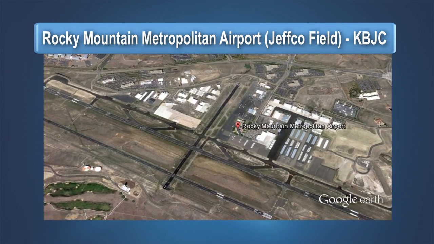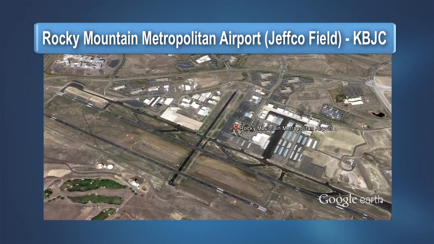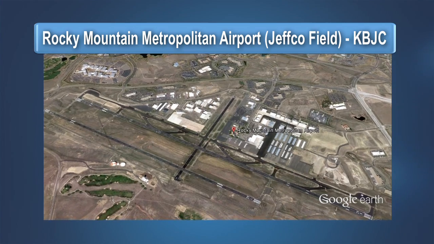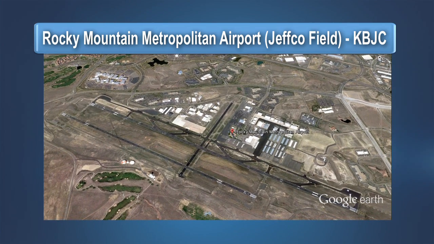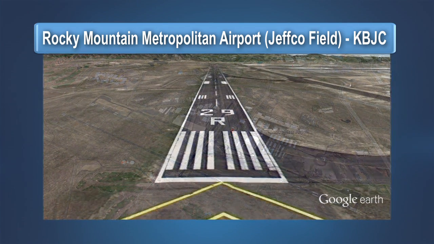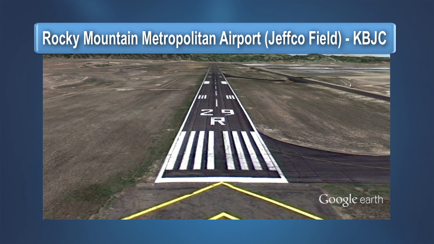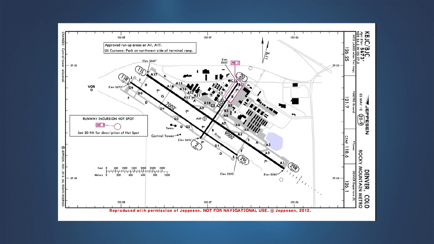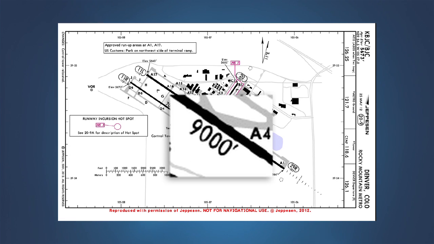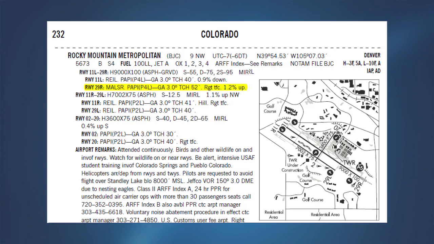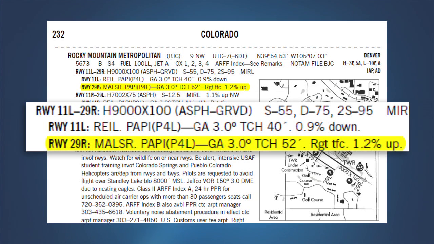Rocky Mountain Regional Airport, better known by most as JEFCO, presents an interesting wet runway example for some turbojet airplane types. Runway 11 left, 29 right is the primary runway used by jet airplanes. Runway 29 right is 9,000 feet in length. The runway also has an upslope of 1.2%.